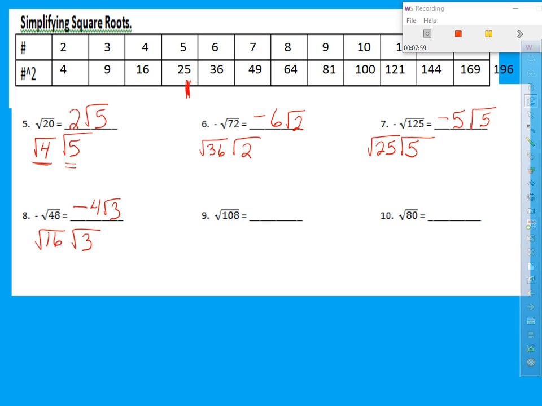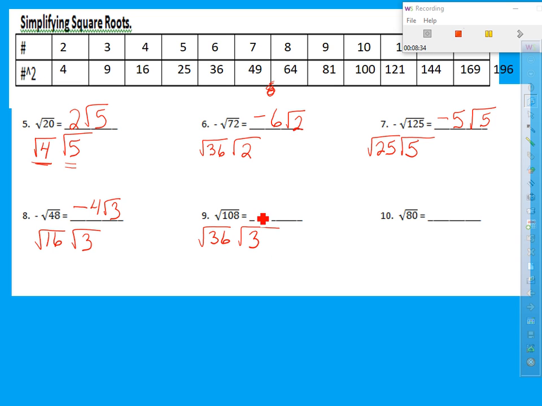Square root of 108, something I know the square root of, times something I don't. Just to start, I'm going to take around half of 108. So I know that's around 50. I'm going to start somewhere around here. I'm going to go 108 divided by 49. Not pretty. 108 divided by 36. That's pretty. So I'm going to write this as 36 times 3.